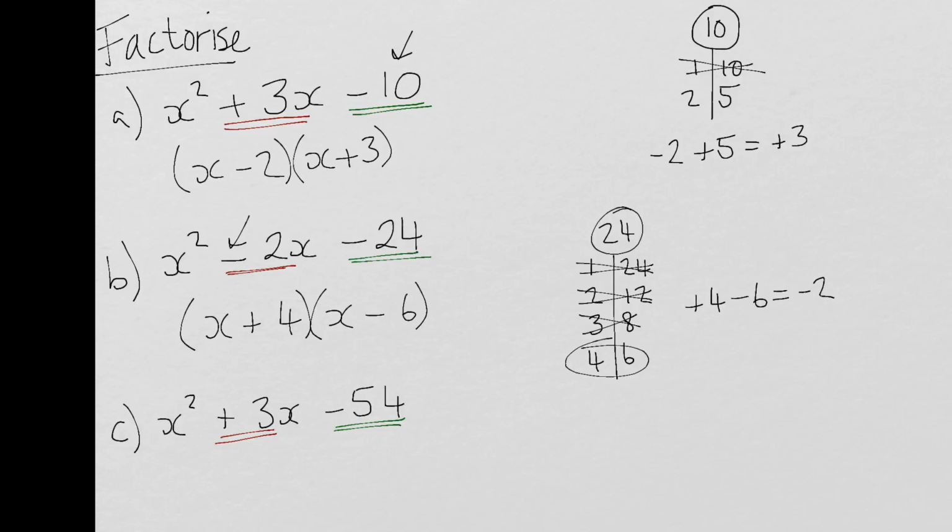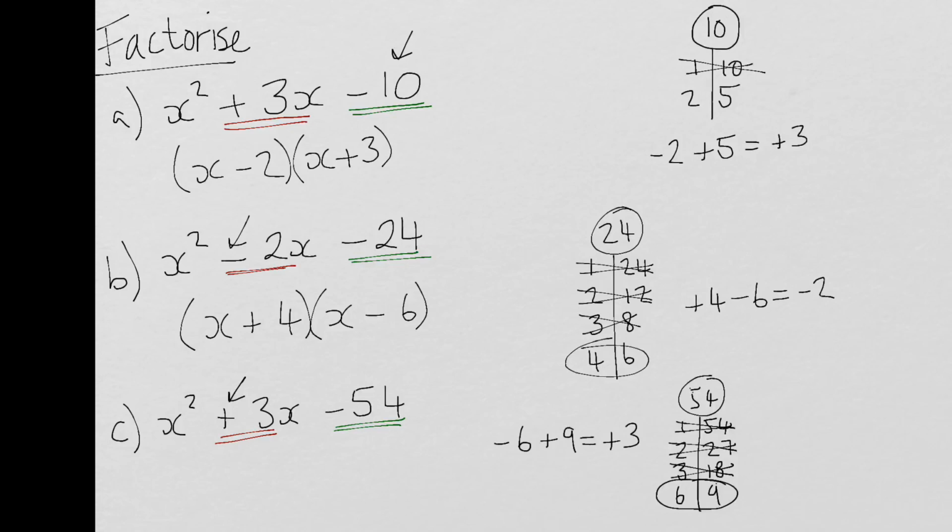And so the last one, 54. So the numbers I've got there, 1 times 54, 2 times 27, and here's a few more there. So 1 and 54, they don't have a difference of 3. 2 and 27, they don't have a difference of 3. 3 and 18, they don't have a difference of 3, but 6 and 9 do. Now again, I've got a positive 3, so I need to make the bigger number the positive number. So negative 6, positive 9, that does give me positive 3. So I've got x minus 6 and x plus 9 when I factorise.